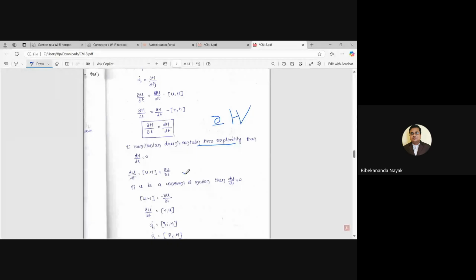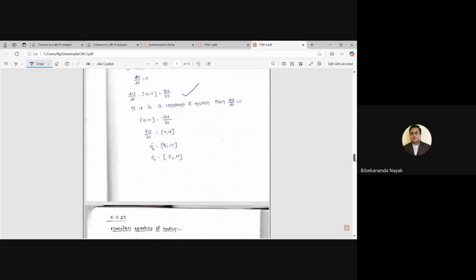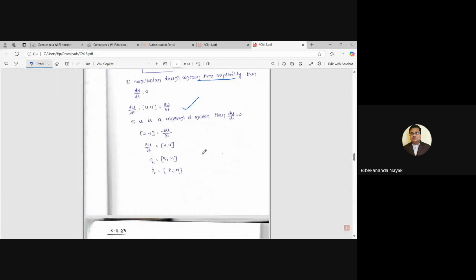So this condition: if u is a constant of motion, then du/dt = 0, or [u,H] is equal to minus ∂u/∂t. If u does not contain time explicitly, then it is 0. Sometimes the question asks whether something is a constant of motion. You have to take its Poisson bracket with the Hamiltonian. But we know q, p, t are independent coordinates. If they do not contain t directly, then dq/dt must be [q,H] plus ∂q/∂t, which is 0.